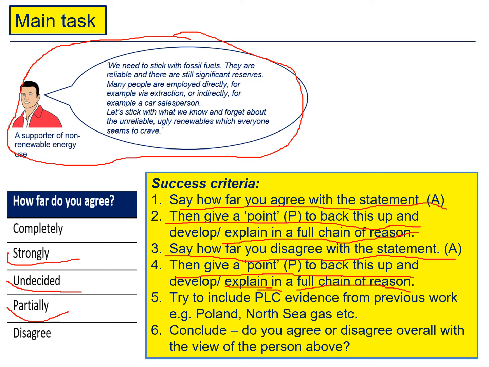Within those paragraphs, you need to give PLC, so give some place-specific information. So last lesson you wrote about Poland. You can use Poland as an example again. You can think back to a couple of lessons ago where we looked at gas in the North Sea. And then, for the last paragraph, you need to conclude. Do you agree or disagree overall, and why? Let's have a look at an example and see what you should be doing.